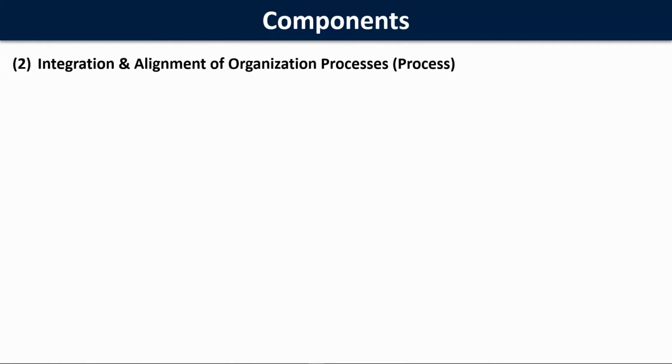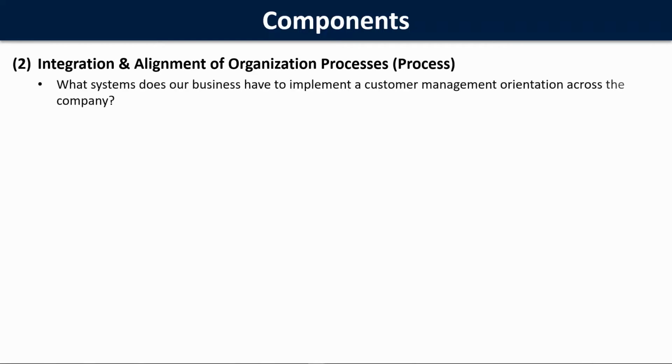There are going to be two others that we'll add as components of it, and then the third will be the actual guts of it. So the second one that we'll discuss is the integration and alignment of the organization's processes. So we can think about this: to what degree does the business have systems to implement a customer management orientation across the company?